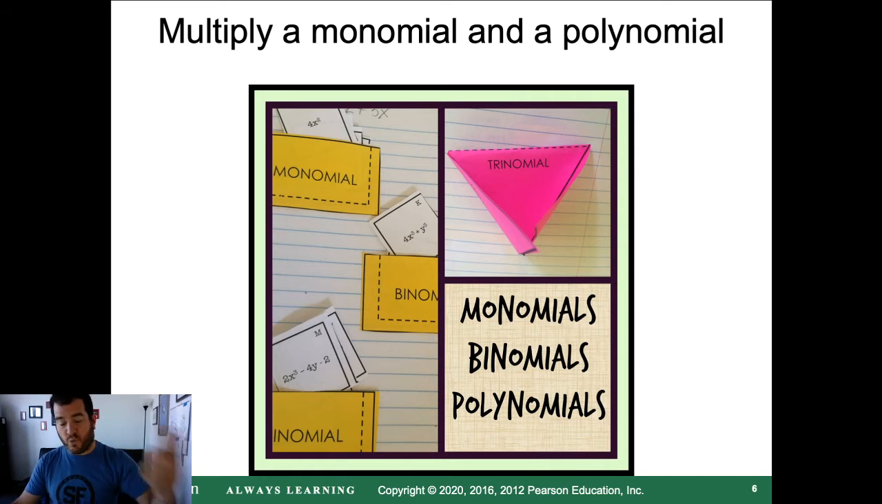Remember, monomials are 1 term by 1 term is basically what we're saying there. Now we're going to do 1 term times multiple terms. So remember, just as a review, a binomial had 2 terms. Terms are separated by plus and minus signs. A trinomial is going to have 3 terms.